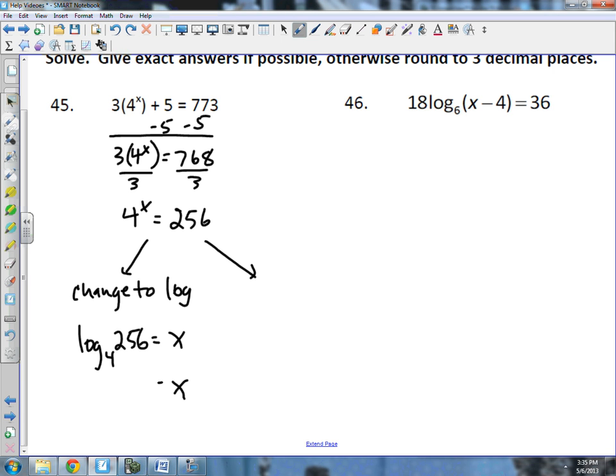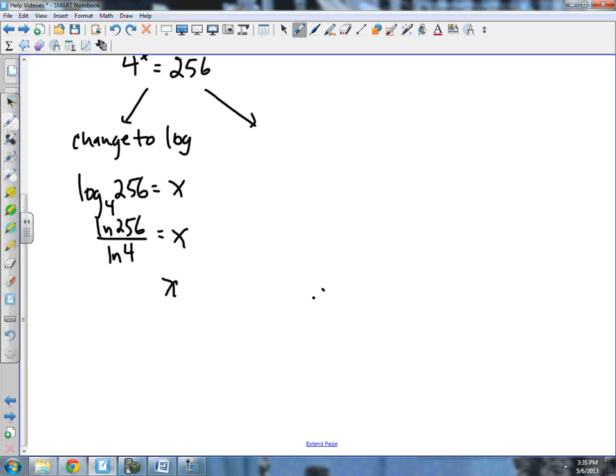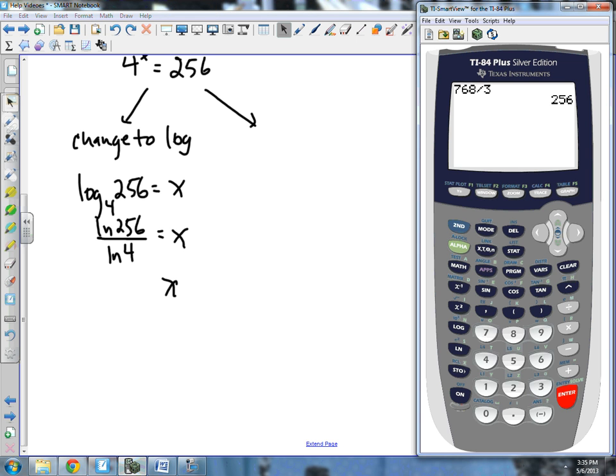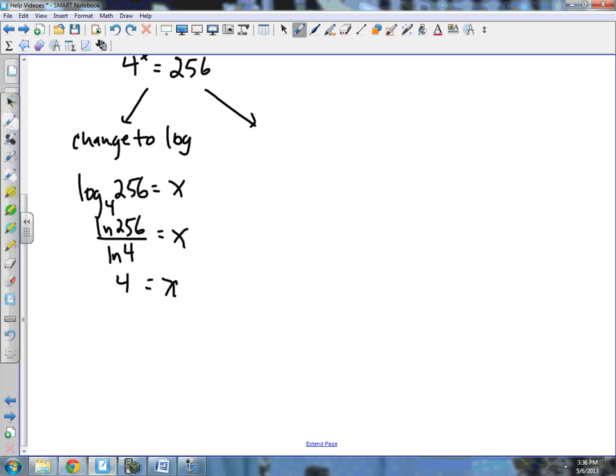And then in order to solve that, you do ln of 256 over the ln of 4, and you get your value for x there, which the ln of 256 divided by ln of 4 is 4. All right, so cool, there's an answer.